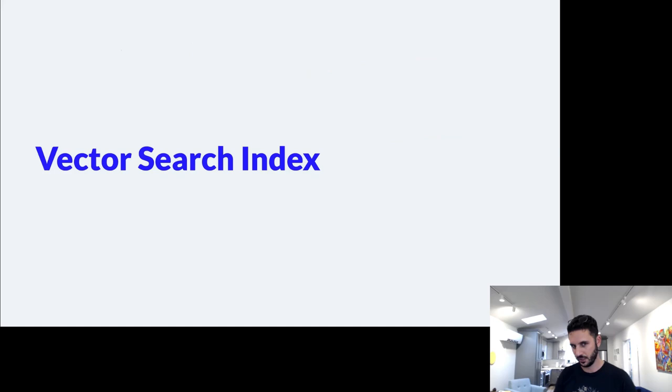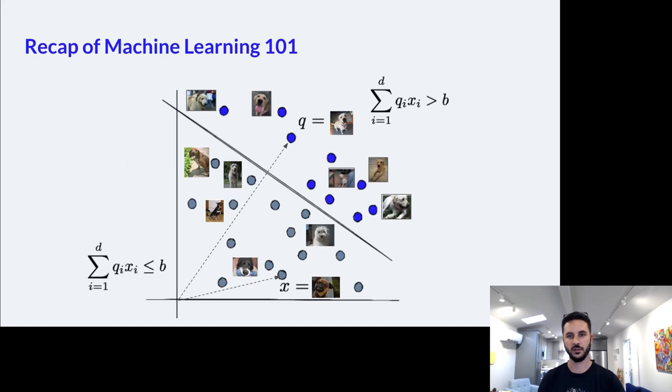Okay, so with that out of the way, I want to immediately jump into what is a vector index and how does it work. So I want to have a recap of machine learning 101. I think all of you have seen this mental model of a linear classifier that kind of divides the space between positive and negative examples. And you can think about the vector embeddings of the images of dogs as really the features of the image, right?